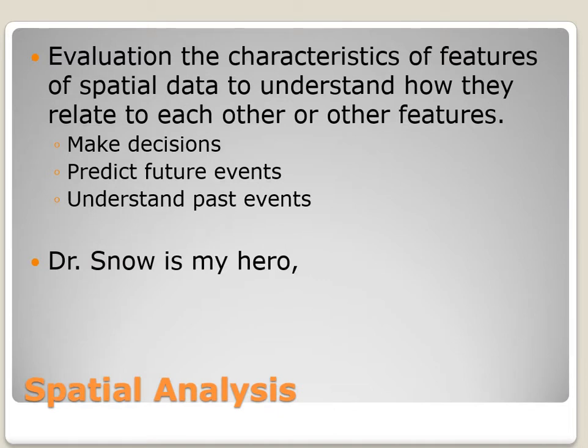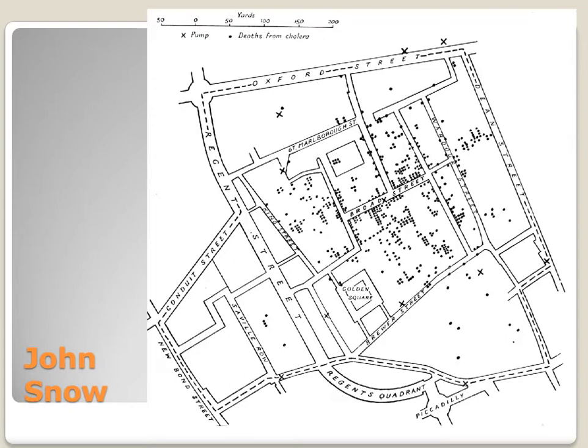And if you've taken sociology classes, you might have run into Dr. Snow. Dr. Snow is identified as one of the first people known or documented creating a map that was used for spatial analysis. And Dr. Snow, in the 1800s in England and elsewhere in the world at that time, there were repeated outbreaks of cholera.